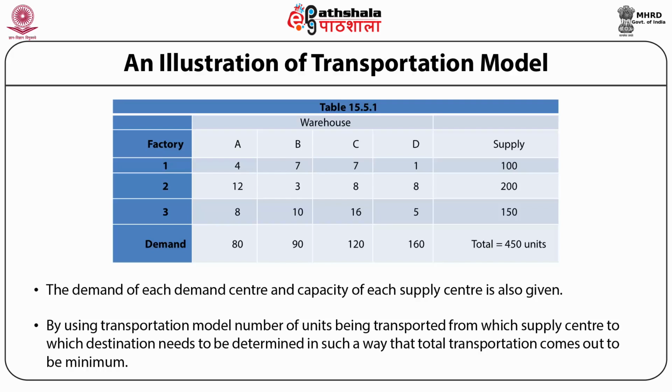This table shows three supply centers 1, 2 and 3, four demand centers A, B, C and D, and the transportation cost from each factory to each warehouse. For instance, the first cost cell indicates that Rs 4 is required to transport one unit from factory 1 to warehouse A. Also, supply and demand for each supply center and each demand center are indicated. Lastly, it is important to note that total demand of the 4 warehouses and total supply of the 3 centers should be equal. In this case, it is 450 units.